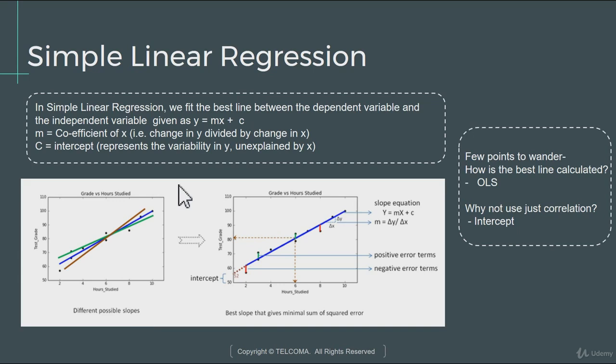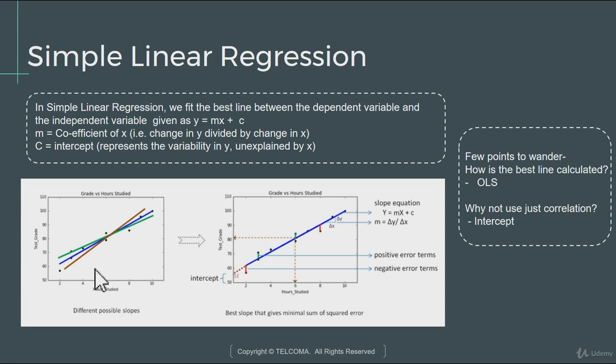modules. Now, the process of simple linear regression is to define the relationship as a straight line, which is defined as y is equal to mx plus c. Your y would be your dependent variable, that is test grade. X would be your independent variable, which is hours studied. And c would determine the intercept, which can be, from a layman's perspective, defined as the part of y which cannot be explained by x.